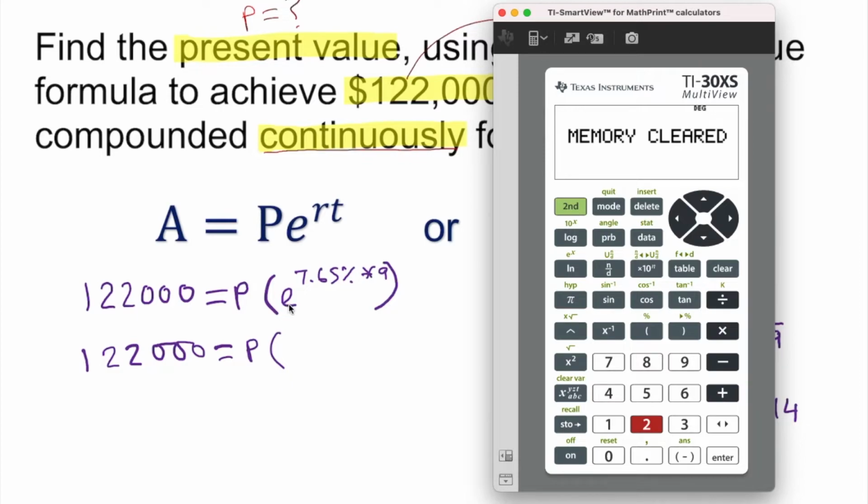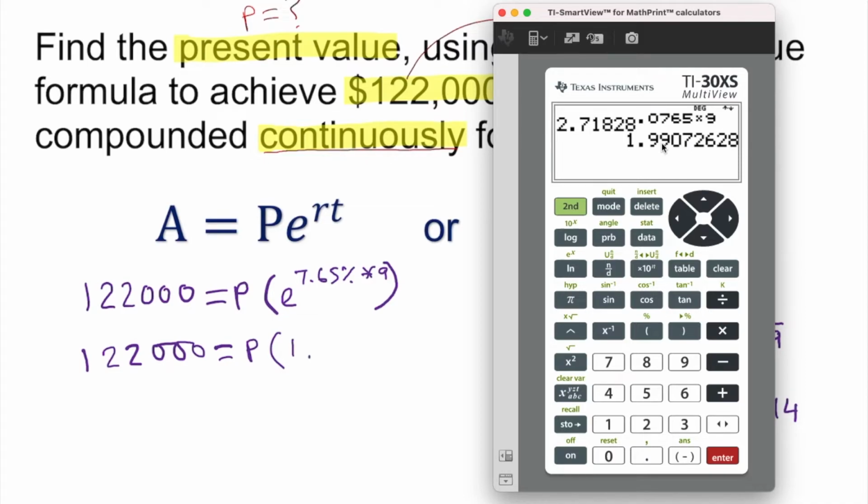Instead of e, I'm going to put down 2 point something, 2.71828. That is the approximation. That's the meaning of e, that is the value of e. To the power, of course, we need a power: 0.0765 times 9, enter. I have that: 1.990726, which, as you see, is approximate.